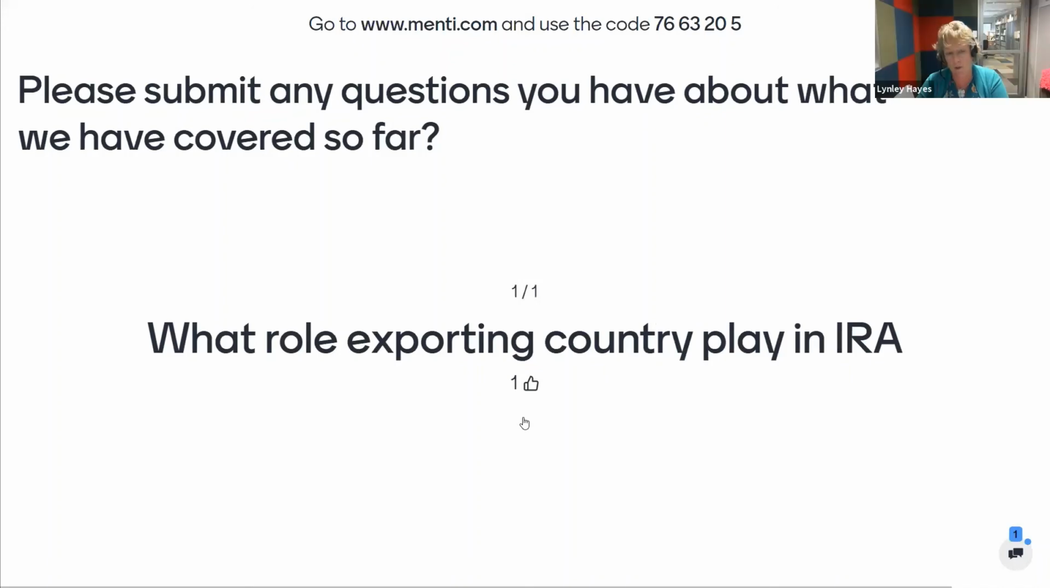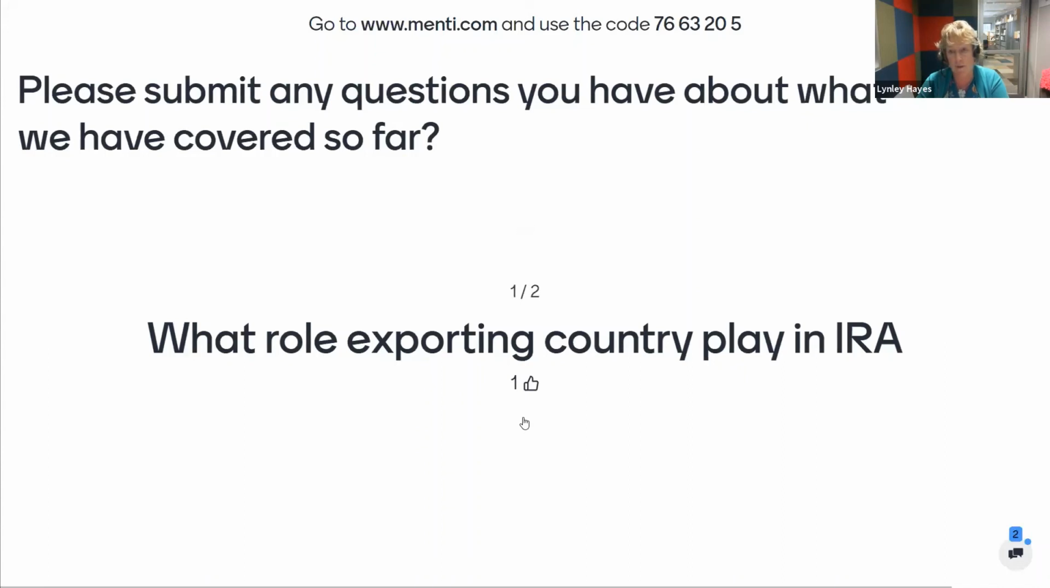Okay, so what role will the exporting country play in an IRA? That's a good question. If it's one Pacific country sharing with another, I guess they will be providing information to help inform the IRA.